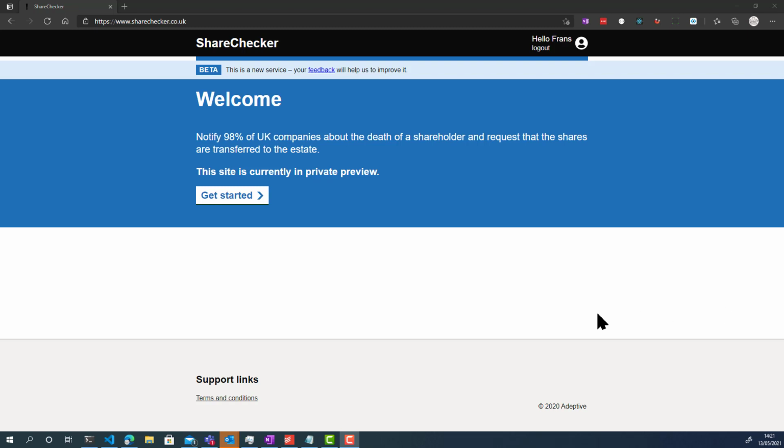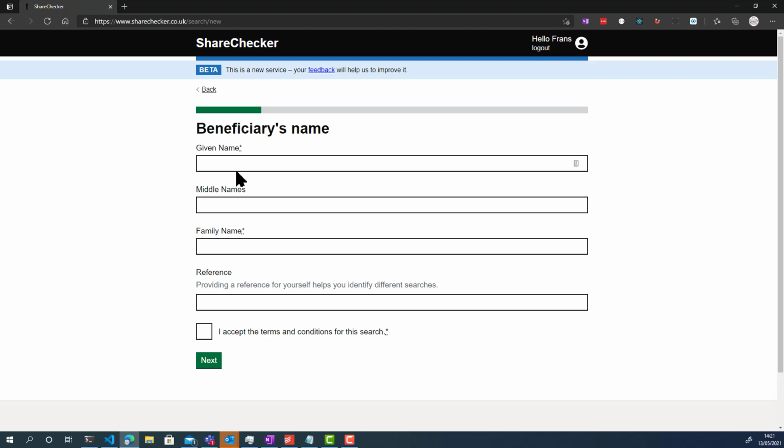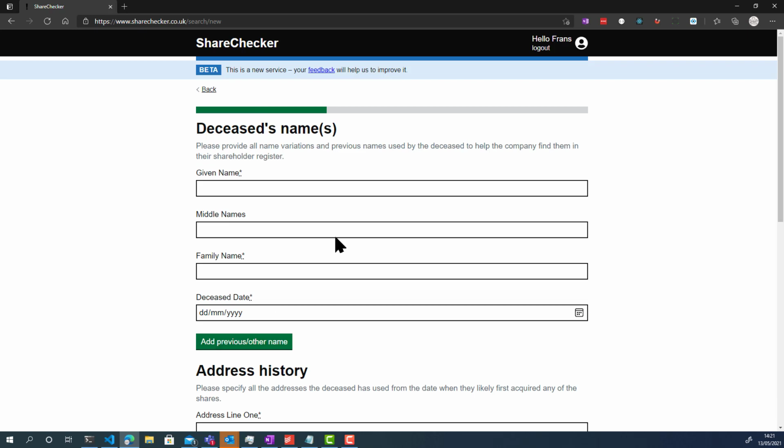deceased person. In order to get started, we will enter first the name of the beneficiary, i.e. your client. So let's say that's John Smith. You can put in a reference that's helpful for your system. That might be a case management reference. Accept the terms and you can then carry on.